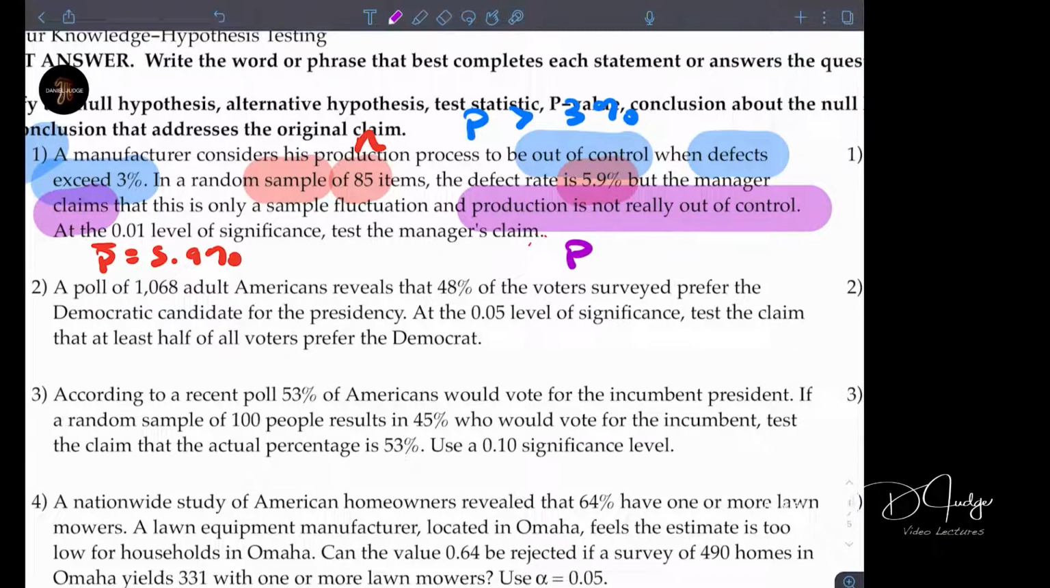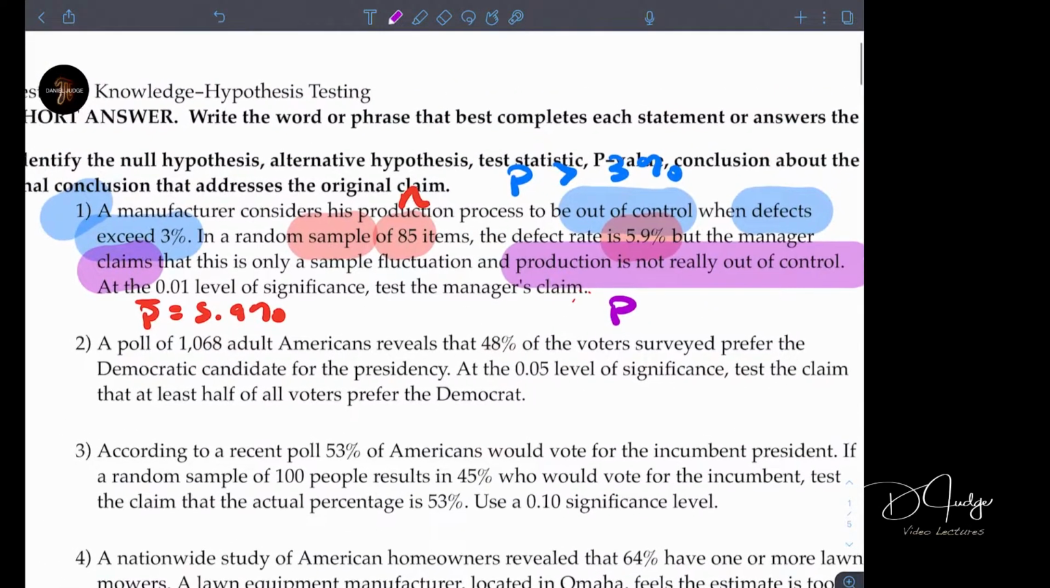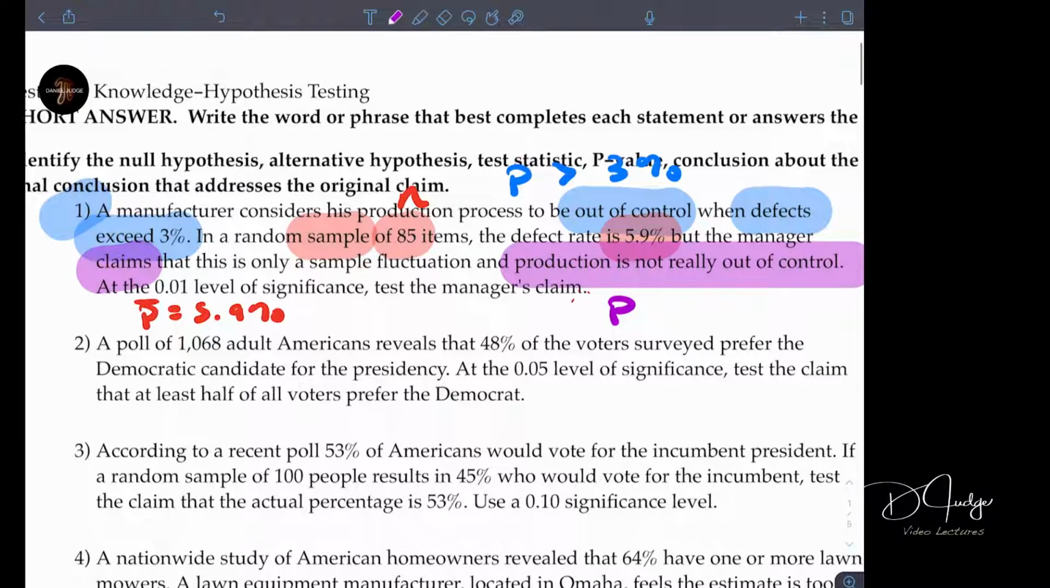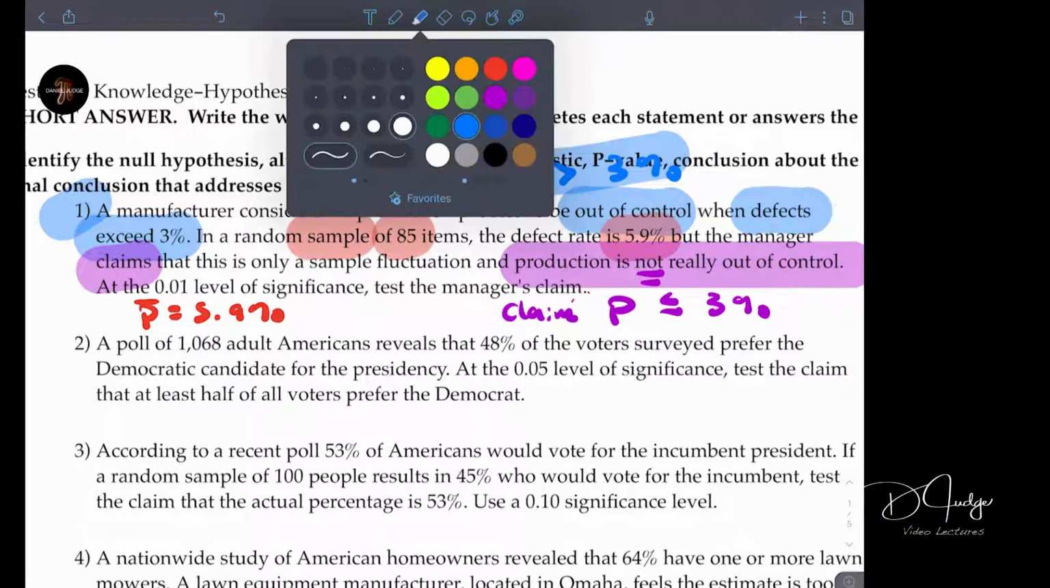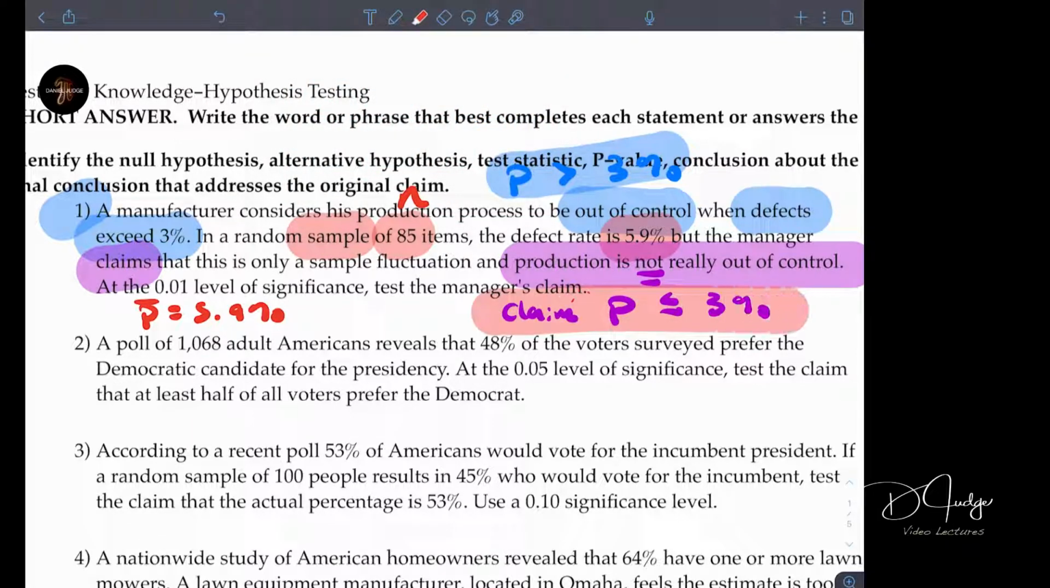So we're going to have to think about this, ladies and gentlemen. Remember, production process is out of control when the defect rate is greater than 3%. They told us that here. So if that's not the case, we use the complement. This is what the manager is claiming. So here's the claim now, okay? That no, it is not really, or it's not out of control. And that's what's going on here. So here, this is extremely important. This is the claim that's being made.